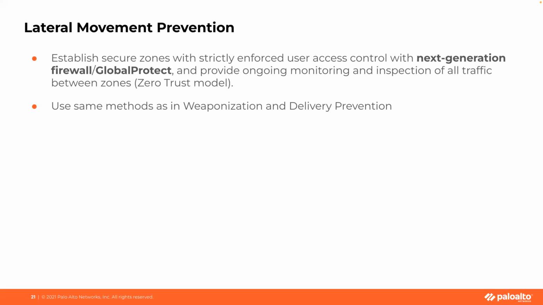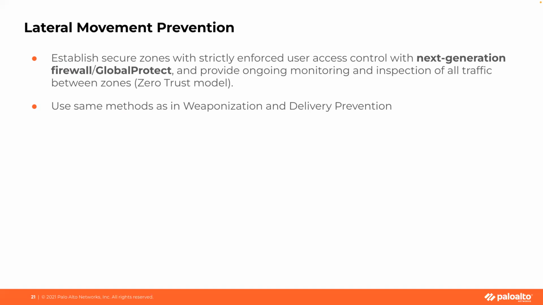The best way to do it is to establish secure zones where access is strictly enforced and controlled with next generation firewalls or GlobalProtect, and then monitor and inspect the traffic between zones. So basically east-west traffic from users into the data center, and traffic between different zones in the data centers, etc. So traffic that does not necessarily come from the internet, traffic that you would normally consider trusted.